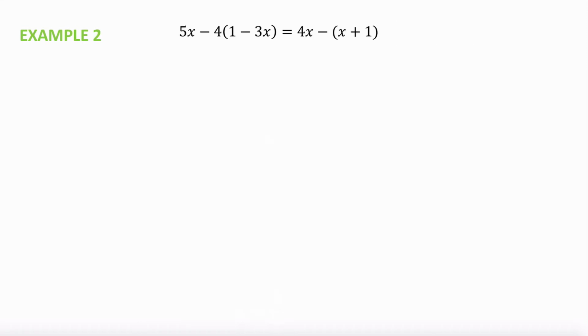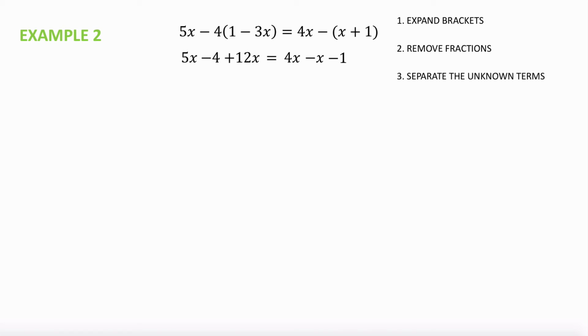Example 2. In this example, we have brackets, so the first step is to expand brackets. When I expand brackets, I get 5 minus 4 plus 12x is equal to 4 minus x minus 1. The next step is to remove fractions. We have no fractions, so we move on to step 3. Separate the unknown terms from the others. In this case, I would like to bring all my x terms on the left-hand side of the equal sign and everything else on the right-hand side.